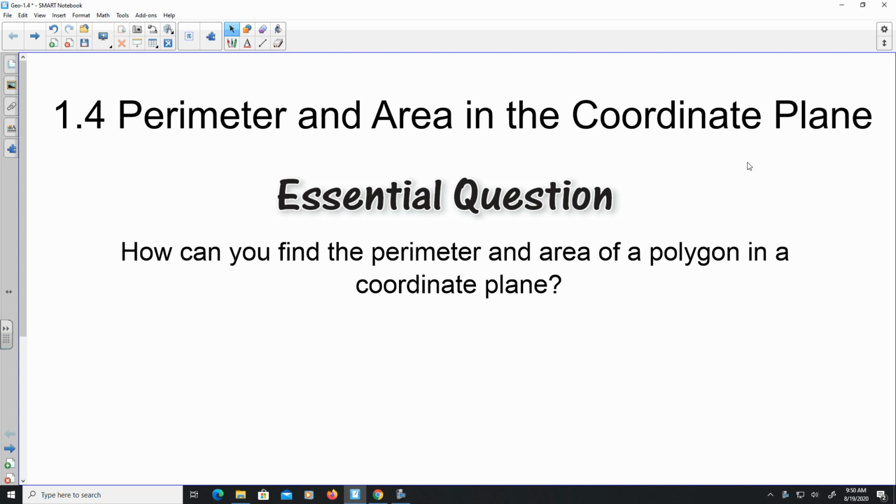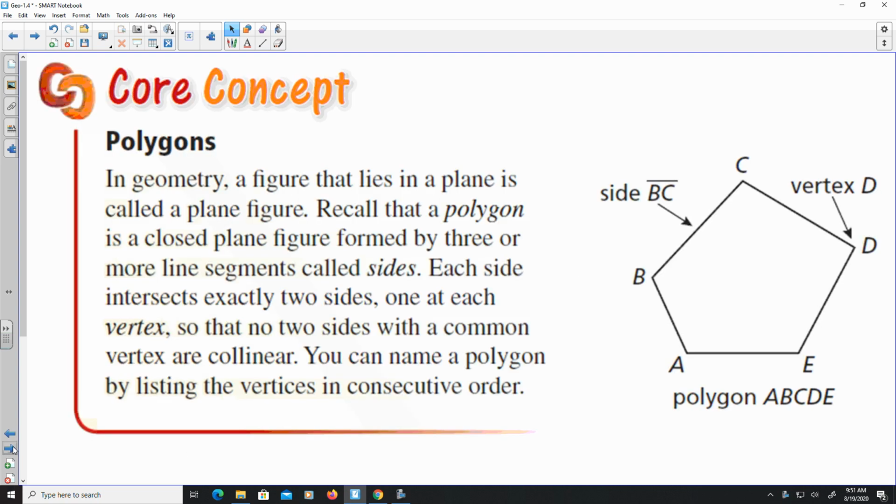In this section, we're looking at 1.4, where we're going to look at perimeter and area in the coordinate plane. So we're going to figure out how you can find the perimeter and area of a polygon in a coordinate plane. So for starters, we have to figure out what is a polygon.